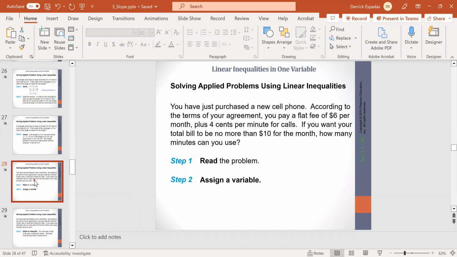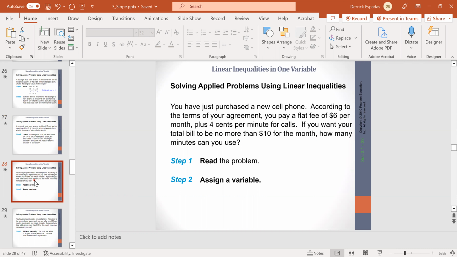So here's another word problem. You've just purchased a new cell phone. According to the terms of your agreement, you pay a flat fee of $6 per month plus 4 cents per minute for calls. If you want your total bill to be no more than $10 for the month, how many minutes can you use?